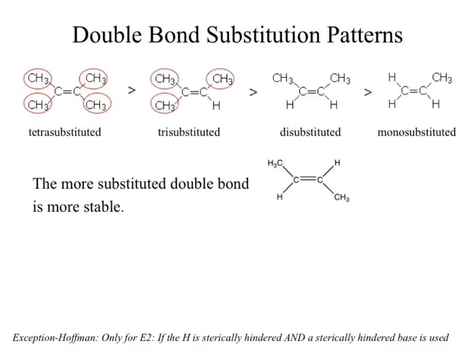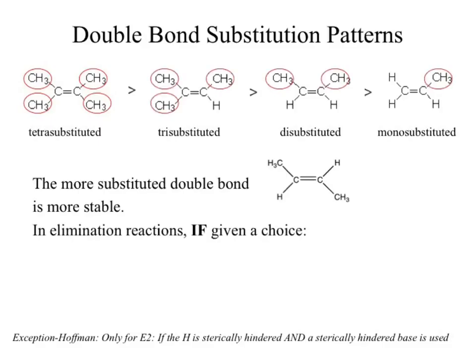So there's all your circles for all of those. In an elimination reaction, if given the choice, what do we make? We can get more specific than trans. The most substituted trans alkene. Or said another way, the lowest energy alkene. That's it. That's what you're doing. Lowest energy alkene, that's what you make.